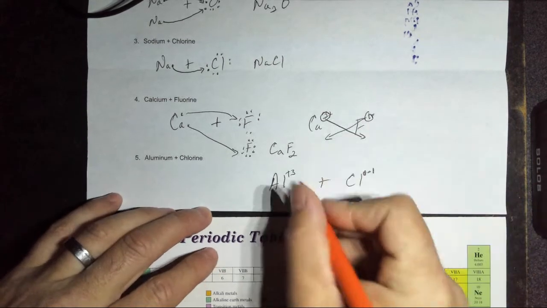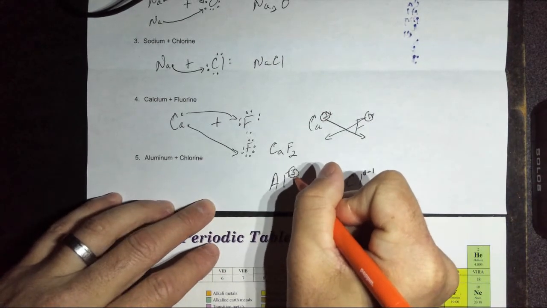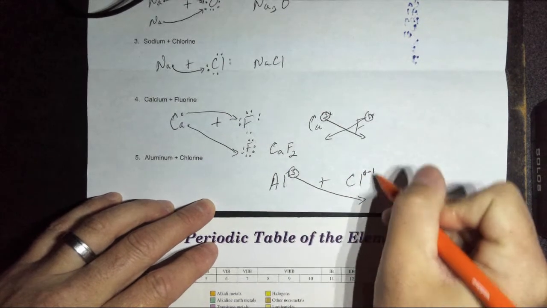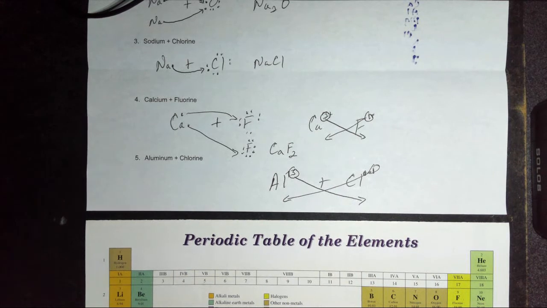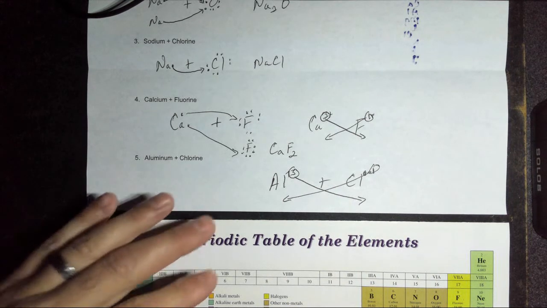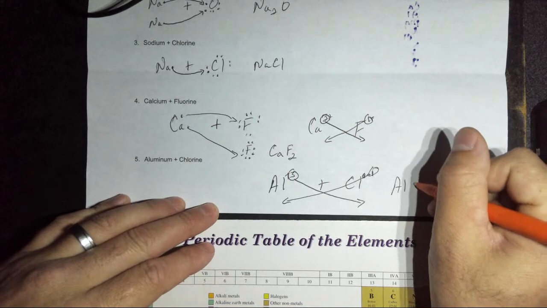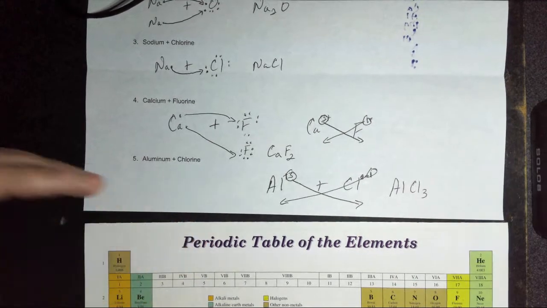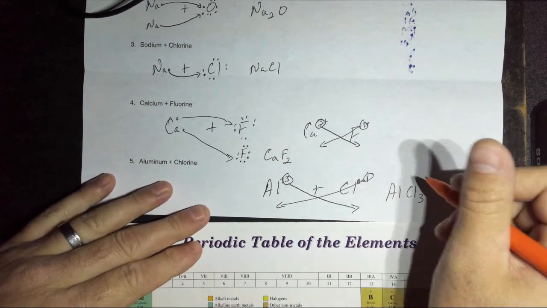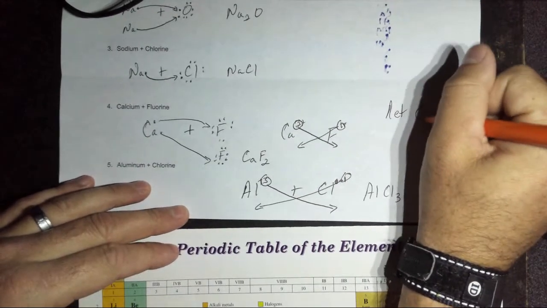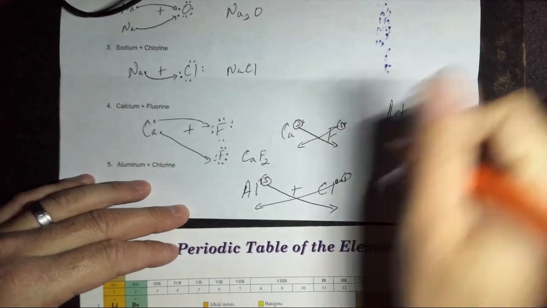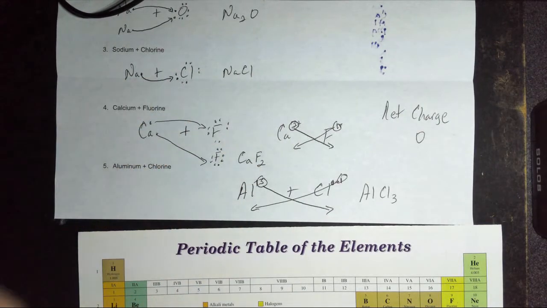So we're going to do the same thing up here. We're going to circle the number or the charge, and we're going to switch it. We're going to swap it with the other element, and we're going to drop the charge, and we're going to put it down low. So that means we're going to have 1 Al for every 3 chlorines, because the net charge of these has to be 0. Net charge needs to be 0. If the net charge isn't 0, they're not going to bond together because they want a net charge of 0, at least in ionic bonding.